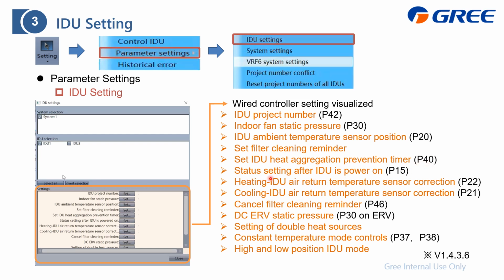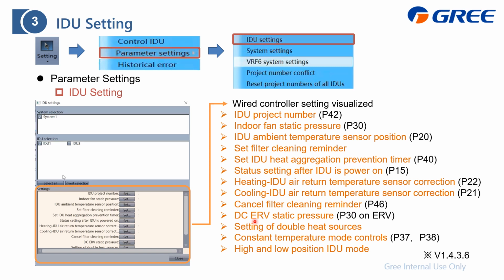And set how the in.unit operates, which is the memory function P15, and the in.unit air return temperature, which is the room temperature sensor correction for heating and cooling, which is on the wire controller. You can set it on P21 or P22. The setting range is completely the same. We just make it visualized. And next is the cancel filter clean reminder.